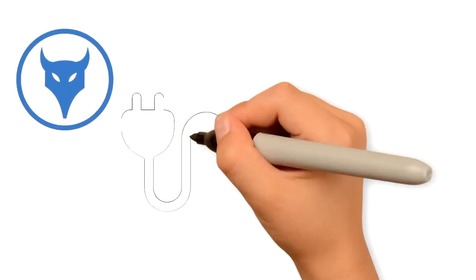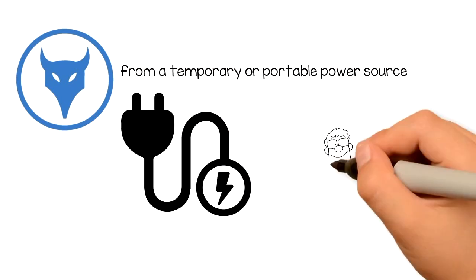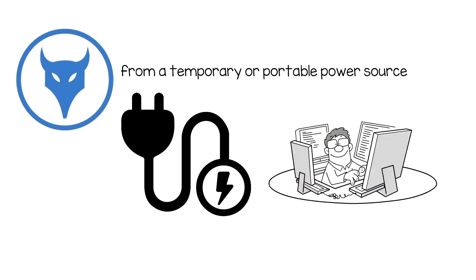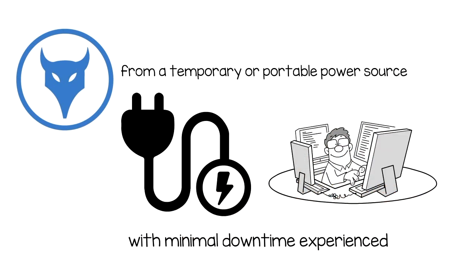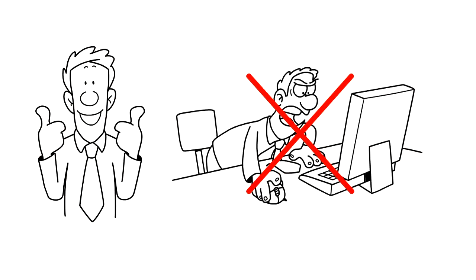The Generator Docking Station has been designed to provide a quick and easy power connection from a temporary or portable power source to ensure that your business is back up and running after a power outage with minimal downtime experienced. Think of it as an insurance policy against unwanted power failures and outages.